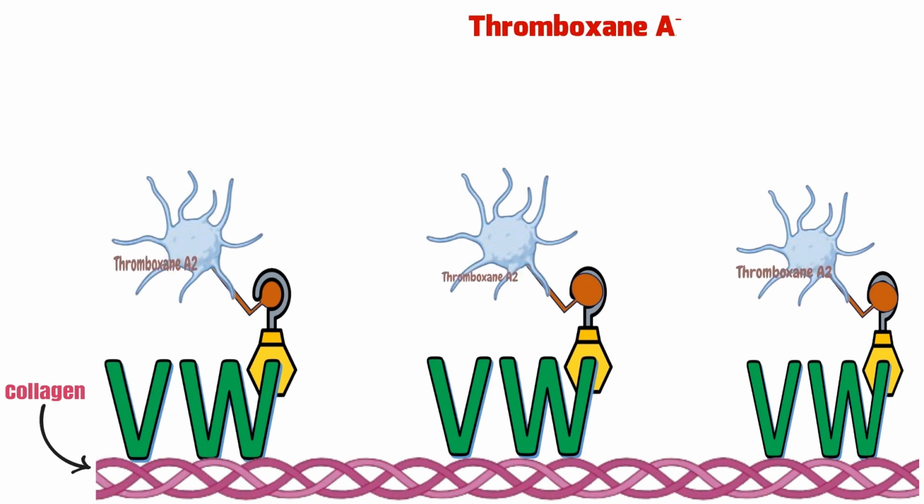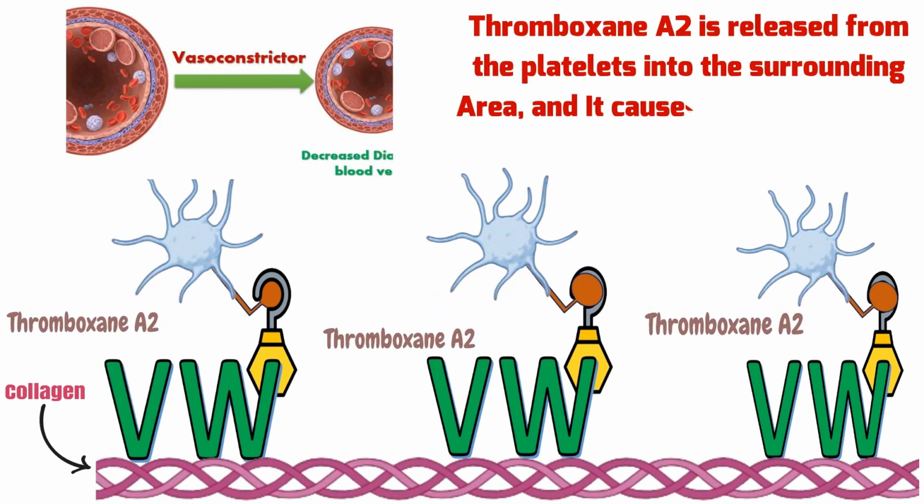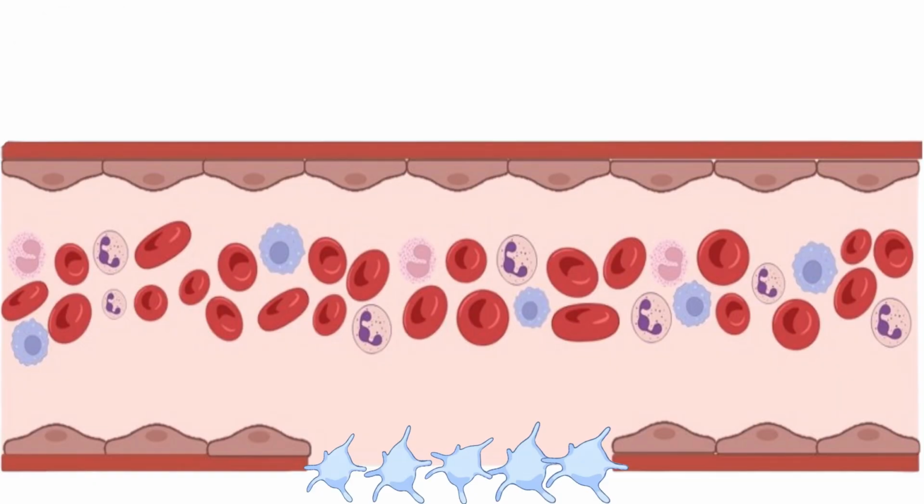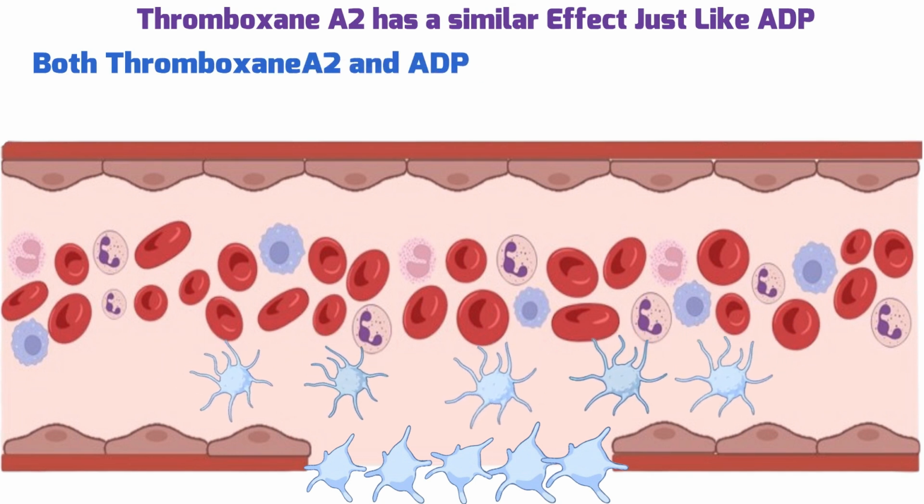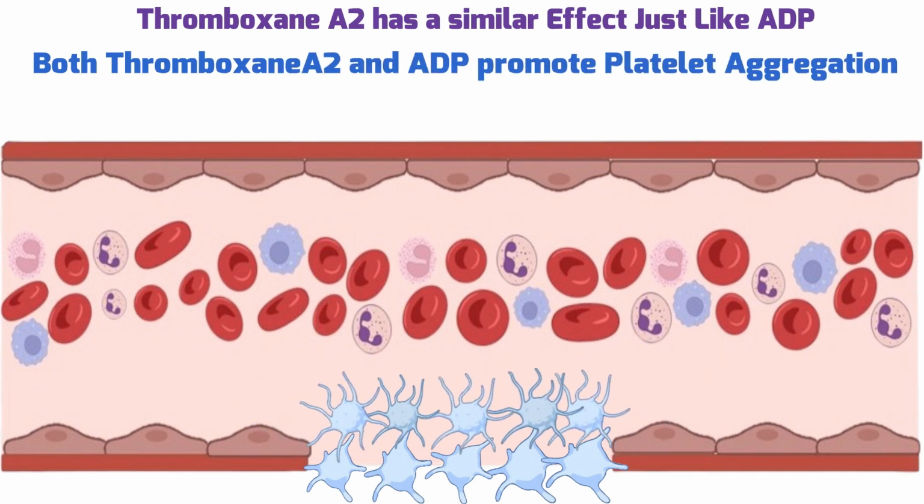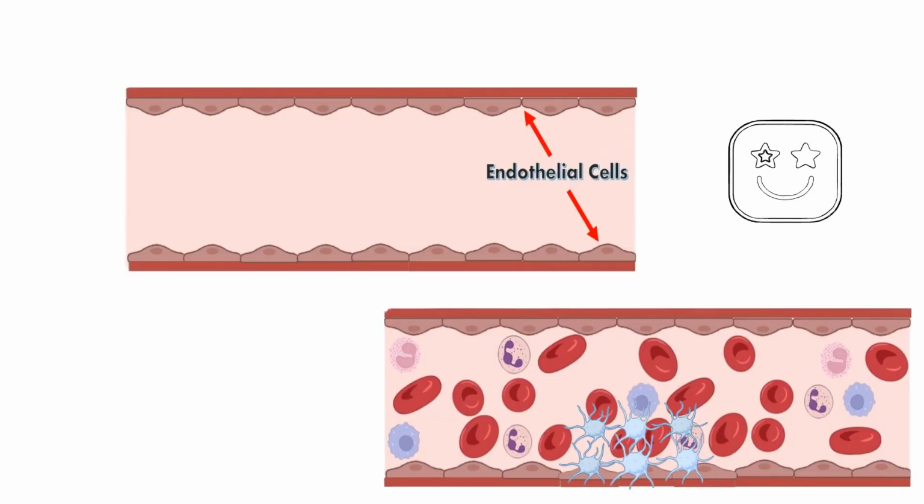Thromboxane A2 is released from platelets into the surrounding area and it causes vasoconstriction. Thromboxane A2 has a similar effect just like ADP. So both thromboxane A2 and ADP promote platelet aggregation, meaning platelets sticking to each other. Now, here's something really cool.